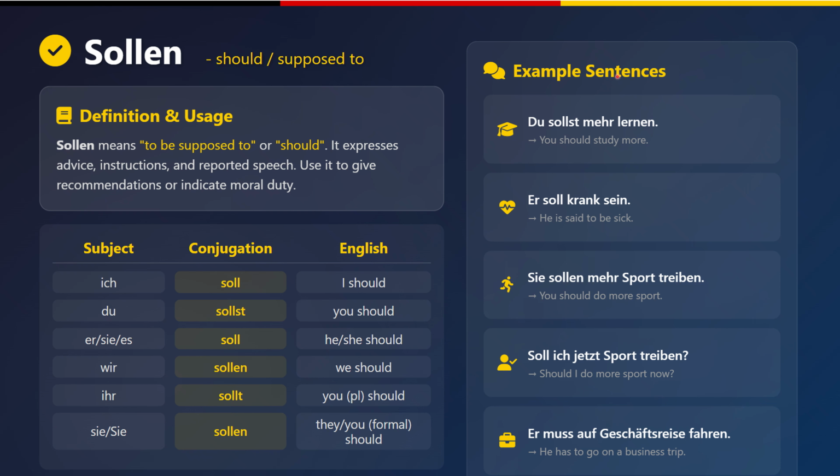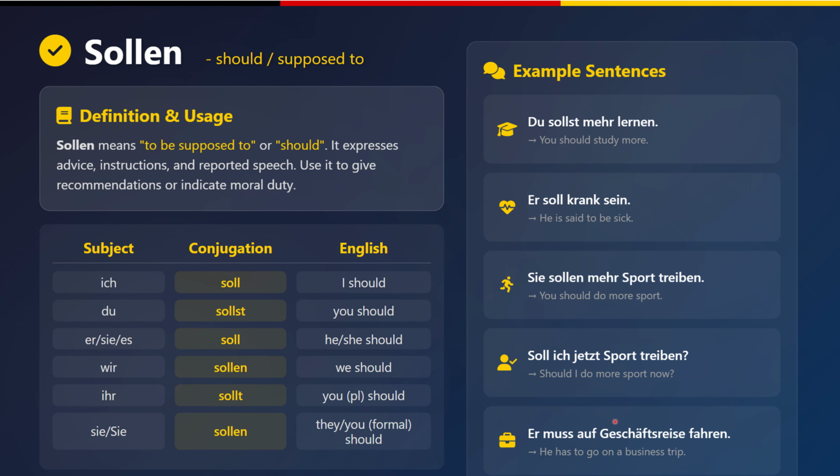Here are some example sentences. First example, du sollst mehr lernen, which means you should study more. Er soll krank sein, which means he is said to be sick, or people say that he is sick. Sie sollen mehr Sport treiben, which means you should do more sport. Soll ich jetzt Sport treiben? It means should I do more sport now?